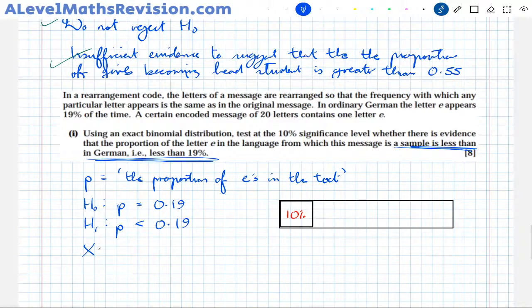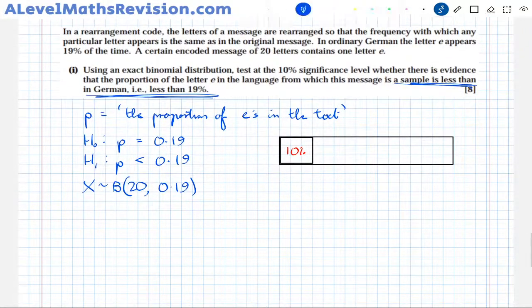So, 20 letters. So we play this game looking for e's 20 times. And we're assuming that it's correct, 0.19 is actually the proportion of e's. Contains one letter E. We only get one E. So the probability that X is less than or equal to 1, we're testing the bottom end, we're testing for a decrease. So 1. See how much probability is to the left of it.